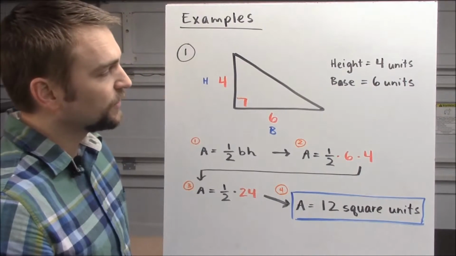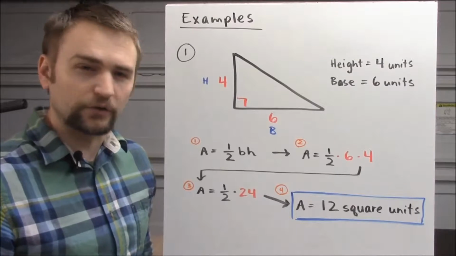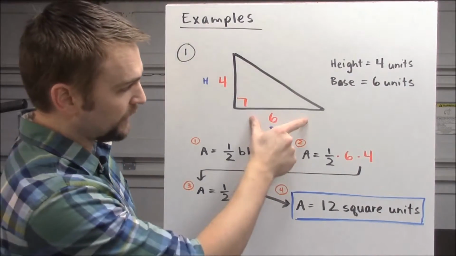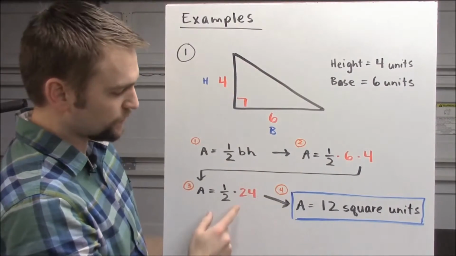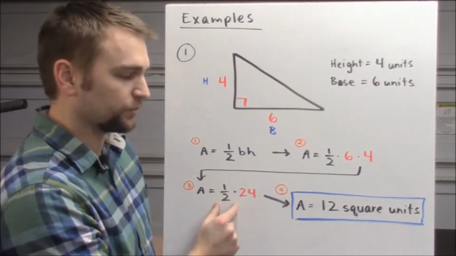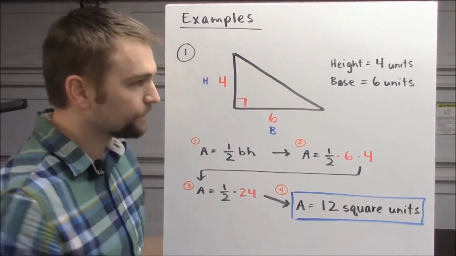I think the biggest mistake students make when finding the area of triangles is forgetting to divide by 2. So when they take the base times the height, oh, my answer is 24. Well, I have to remember to divide by 2 or multiply by 1/2. So the answer is 12 square units.